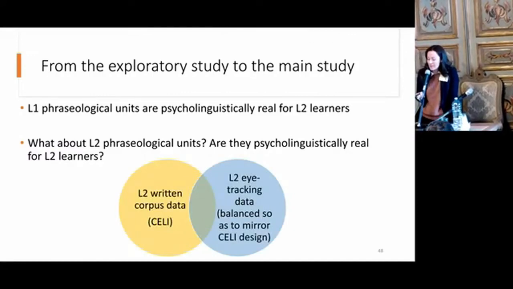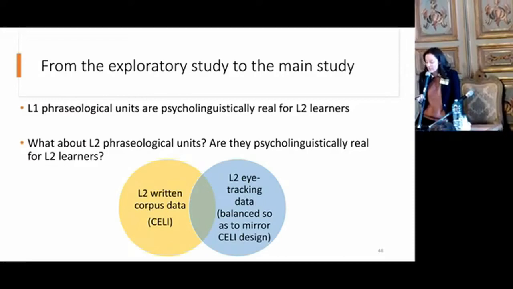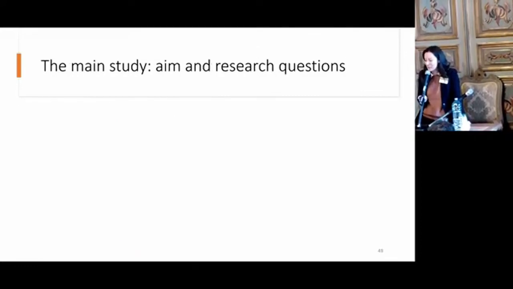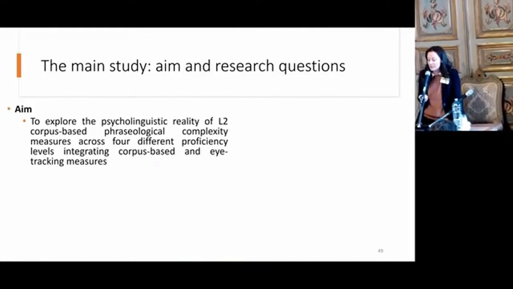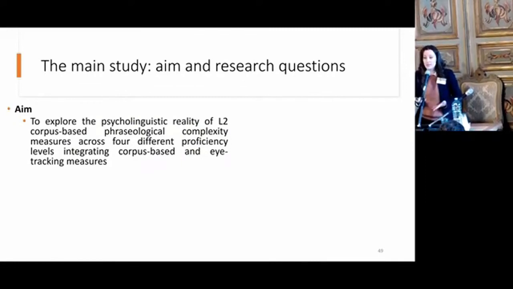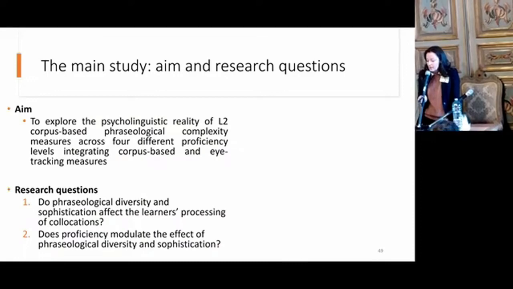So we basically wanted to integrate the L2 written corpus data from the CHELI with L2 eye-tracking data that had to be collected in a way so as to mirror the balanced design of the CHELI corpus. So this was our first methodological challenge. The general aim was to explore the psycholinguistic reality of L2 corpus-based phraseological complexity measures across 4 different proficiency levels, integrating corpus-based and eye-tracking measures. We wanted to have a sort of longitudinal perspective, thanks to the fact that the CHELI design contains 4 balanced subcorpora according to different proficiency levels. The research question that we addressed was the following: do phraseological diversity and sophistication affect the learner's processing of collocations?